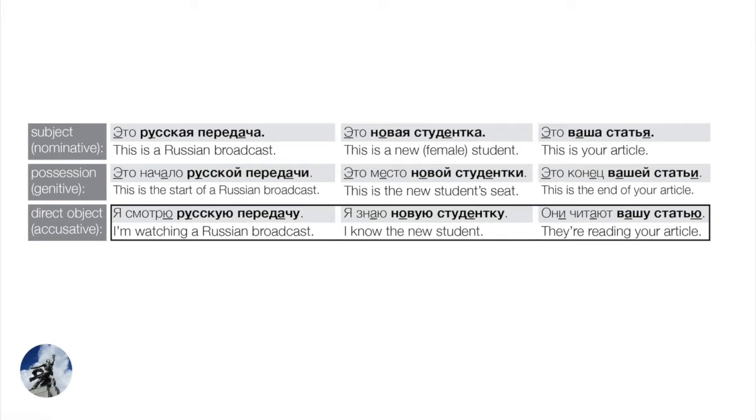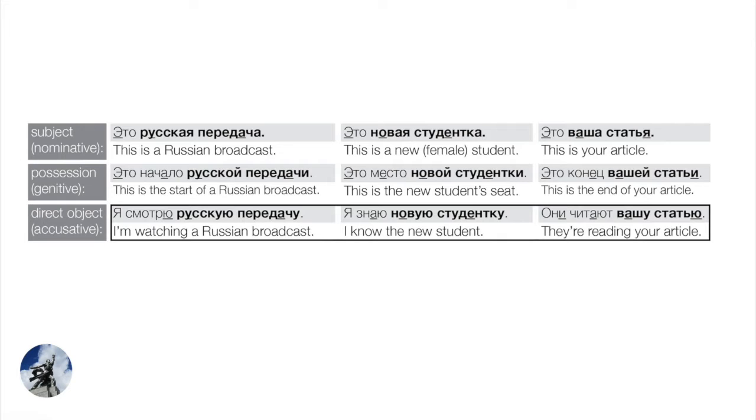Это русская передача, there's the nominative. This is a Russian broadcast. Here's a genitive example. Это начало русской передачи. This is the start of a Russian broadcast. There's the genitive. And now accusative, я смотрю русскую передачу. Here's again an animate example, but that doesn't matter here for feminines. Это новая студентка. Again, it is animate, but it's going to behave exactly like русская передача in the accusative.